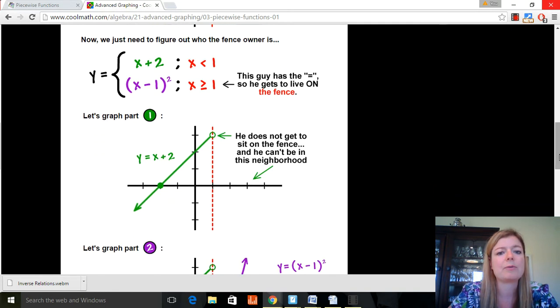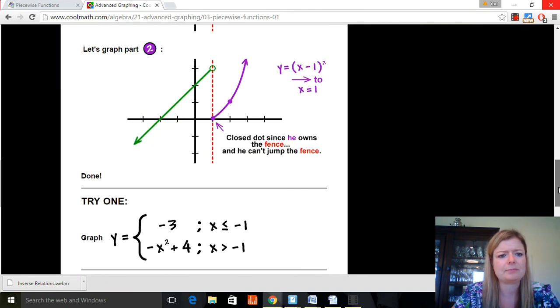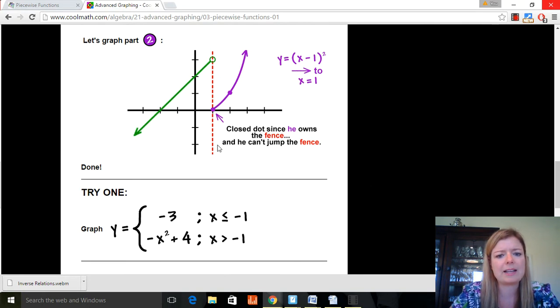Now we just need to figure out who the fence owner is. So x plus 2 goes to the left. So he does not own the fence because x does not belong there at 1. This guy owns the fence because it includes 1 in his domain. So when we draw x plus 2 here, we're going to draw an open circle to show that he does not own the fence. But this guy does own the fence, so he gets a closed circle, and then you draw the rest of his equation, or his graph. Because he owns the fence.